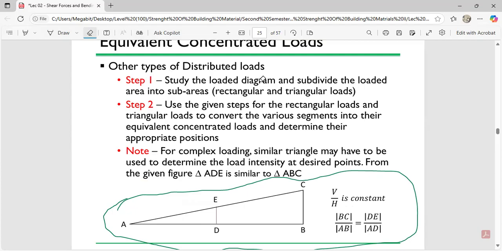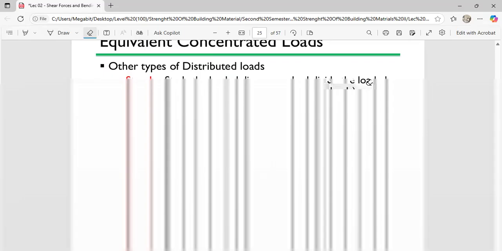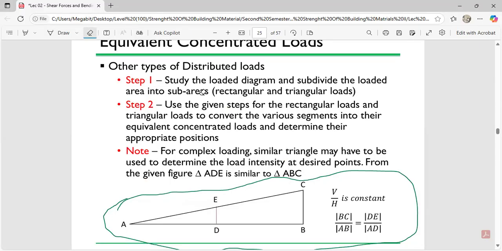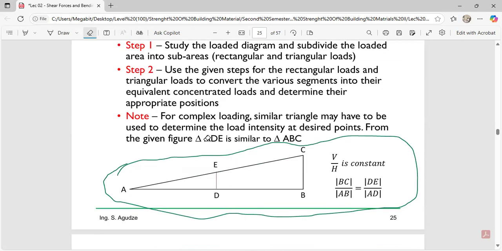So in your step 1, you have to study the loaded area and subdivide it into sub areas, that is rectangular and triangular loads. Step 2, use the given steps for the rectangular load and triangular load to convert the various segments into their equivalent concentrated loads and determine their appropriate positions. That's all. Note, for complex loading, a triangle may have to be used to determine the load intensity at a desired point from the given figure.